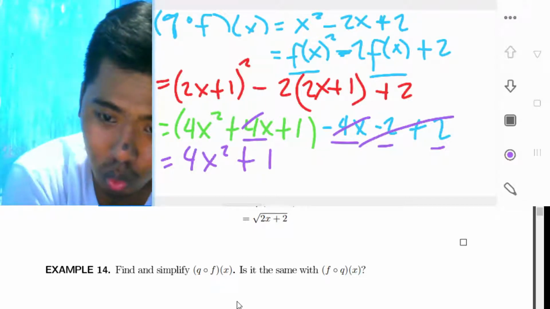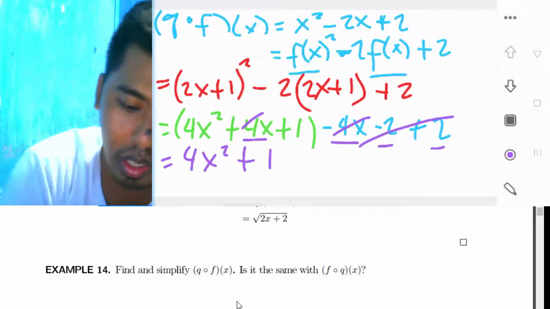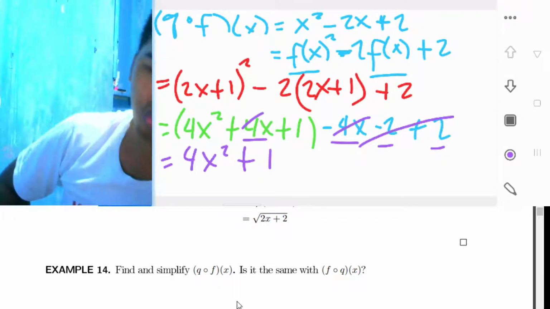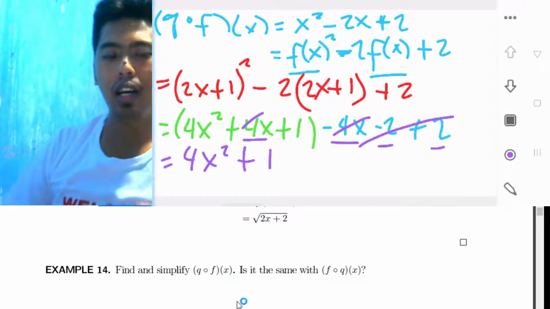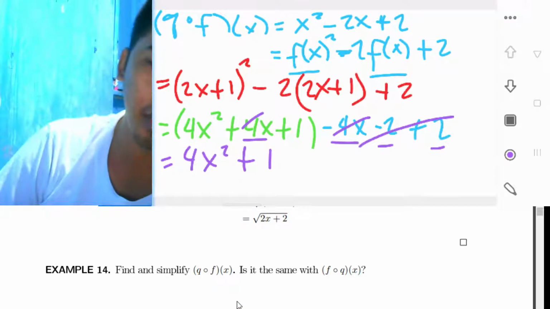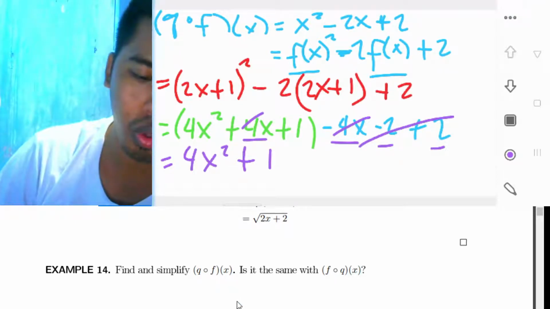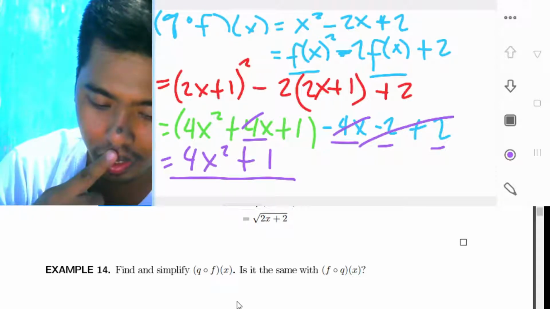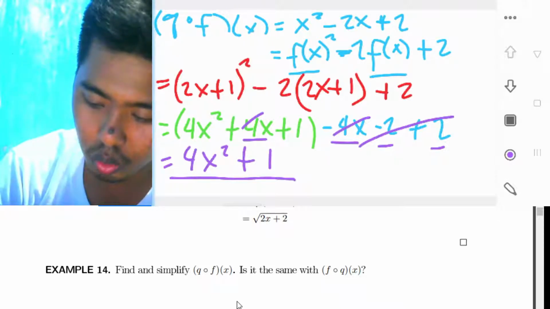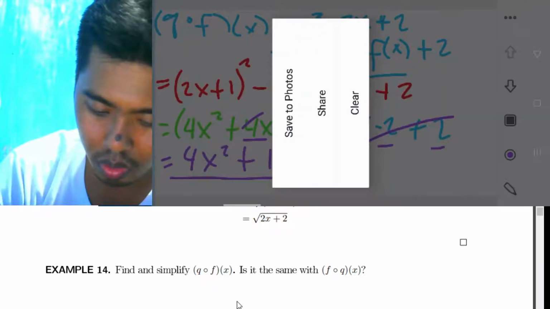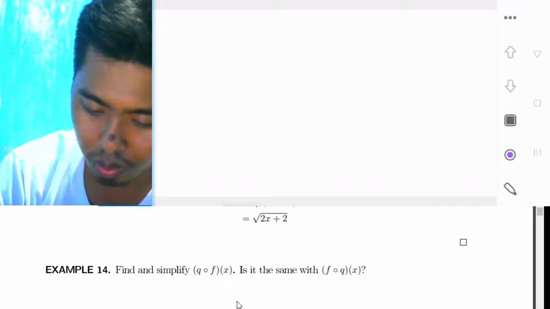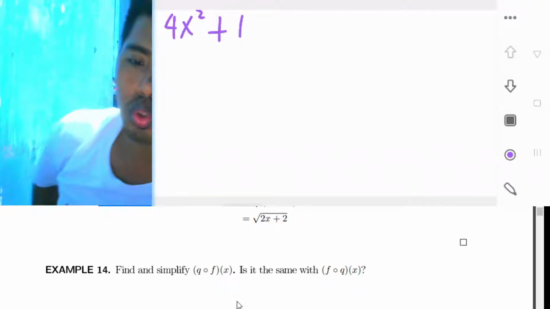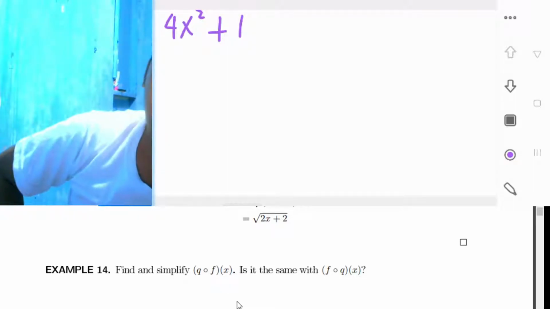Now the next one would be, if we try to flip to a, we're going to try to simplify or find and simplify F composite Q of X. Kung mapareha ba aning ato ang answer nga 4x squared plus 1. So let's try to check. Again, it should be 4x squared plus 1.